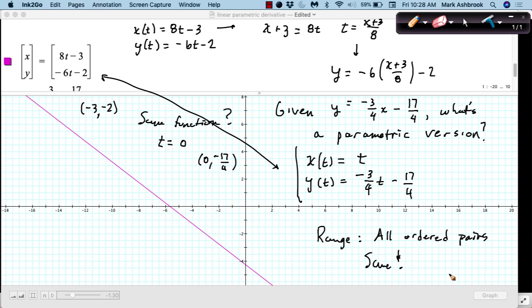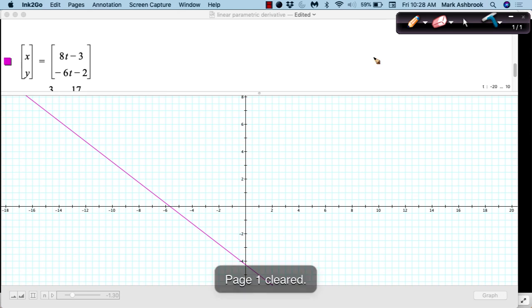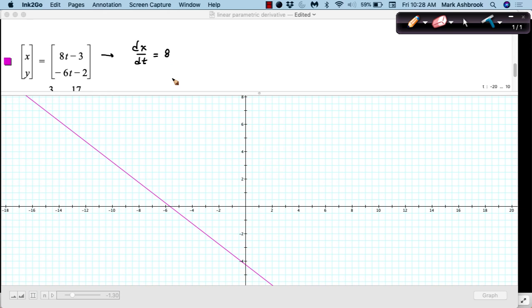Here's something else that's different about them. Remember we talked about dx/dt and dy/dt. What's dx/dt for this? dx/dt is 8. All right, what's dx/dt for the other one? So this is another example of how these functions are different. What does it mean that dx/dt here is 8 and dx/dt there is 1? Tell the person next to you.